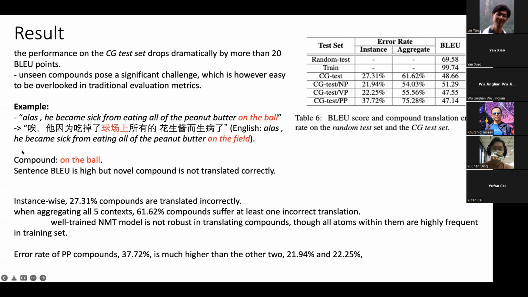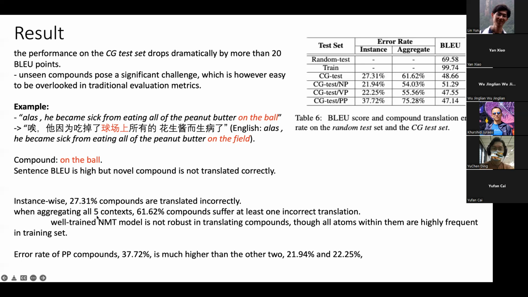Right. And they show an example of mistranslation. For example, in the CG test, there is a sentence like this: the compound is on the board and is translated incorrectly. And instance-wise, 27.31% of compounds are translated correctly for the CG test. And for each compound, when aggregating all 5 contexts, 61% of compounds suffer at least one incorrect translation.